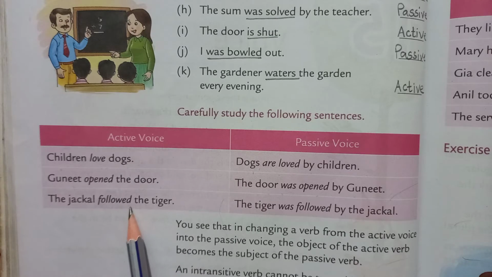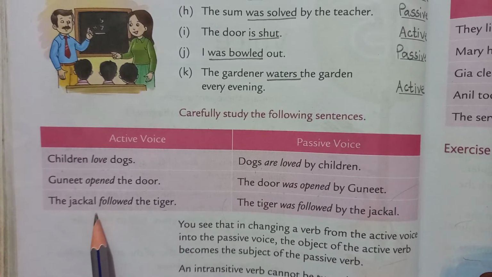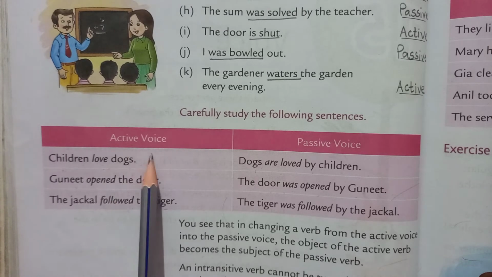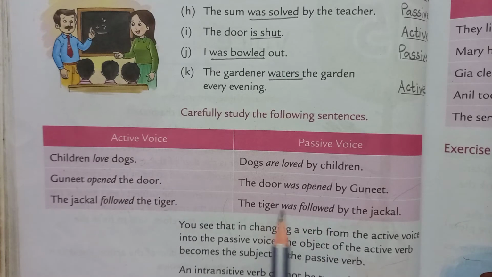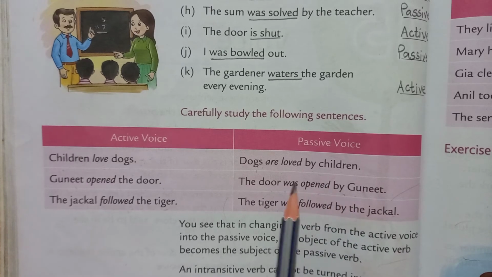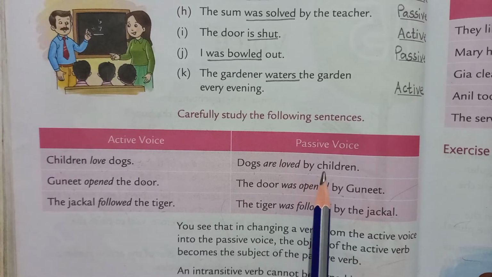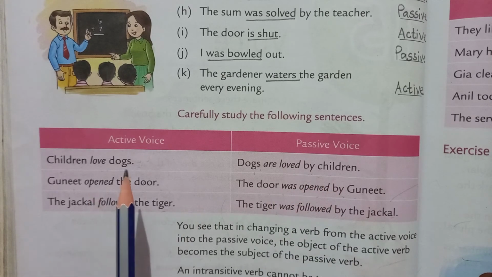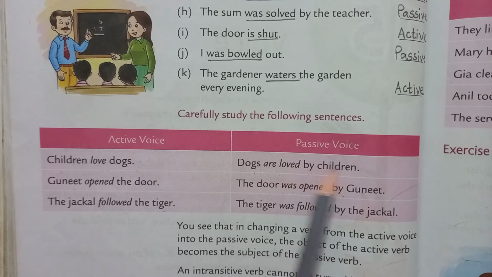The jackal followed the tiger. Here the action is done by the subject. Sorry, that's active voice. Now passive voice: the tiger was followed by the jackal. Here the subject is the receiver. That's why it is passive voice. Now one important note: in passive voice we always use by. And the object in the active voice becomes the subject in the passive voice.